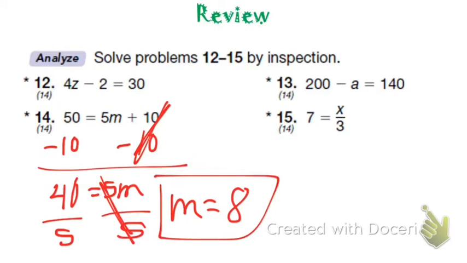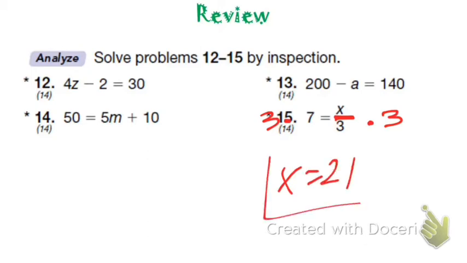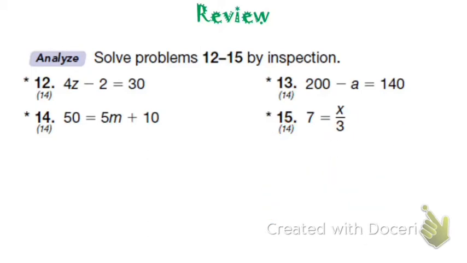Okay, last one is number 15. It says 7 equals x divided by 3. Again, this little bar means division, so the opposite of division would be multiplication. So we multiply each side by 3, so our answer should be 21. Okay, on to the lesson.